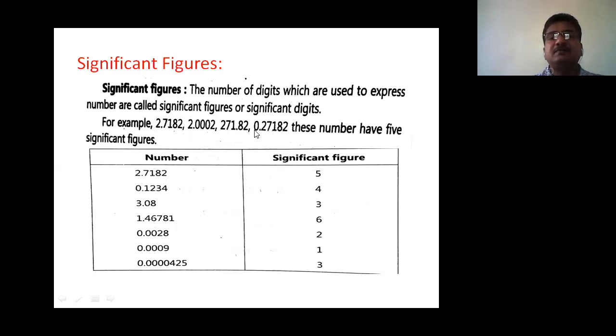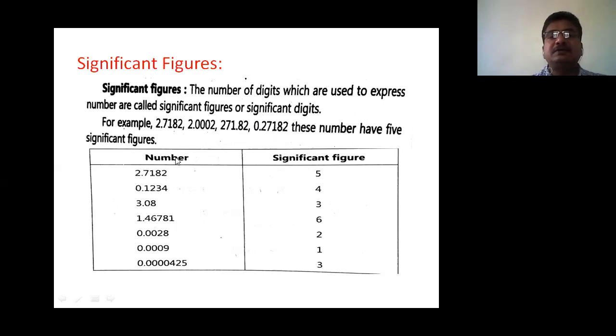Also, all these numbers. So this 0 is not counted in this expression, because we can write this number as 0 point or just 0.2718. That's why the 0 is not counted. So the number of digits used to express this number are what? Are 5. So all these numbers are having significant figures or significant digits equal to 5.